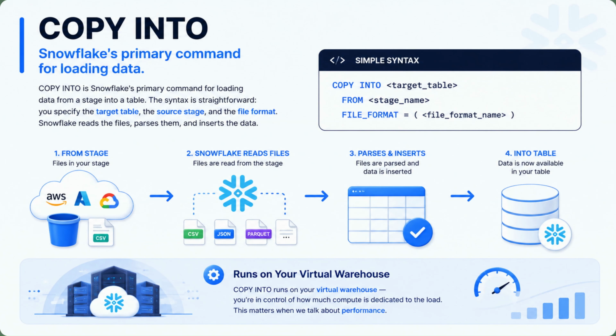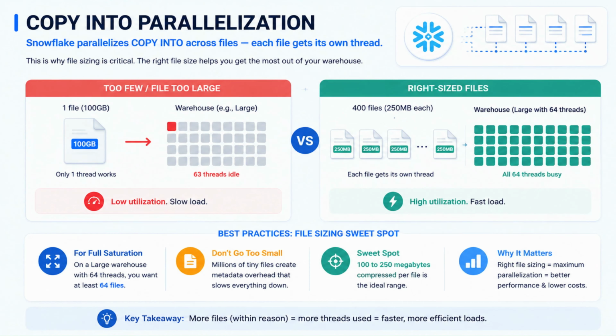Snowflake parallelizes copy into across files. Each file gets its own thread. This is why file sizing is critical. If you give it one giant 100 GB file, only one thread works while the rest of your warehouse sits idle. Split that into 400 files of 250 megabytes each, and Snowflake can use every available thread. On a large warehouse with 64 threads, you want at least 64 files for full saturation.